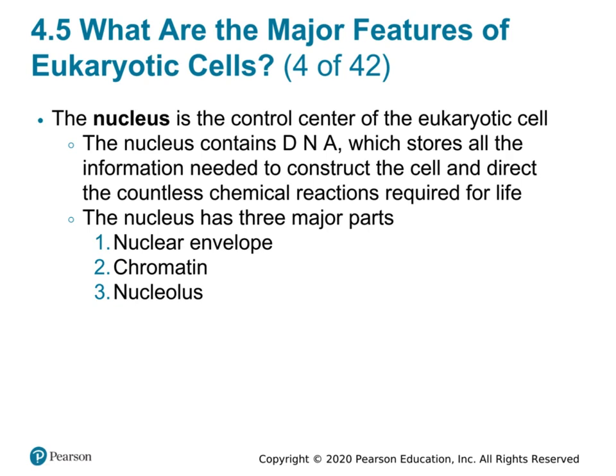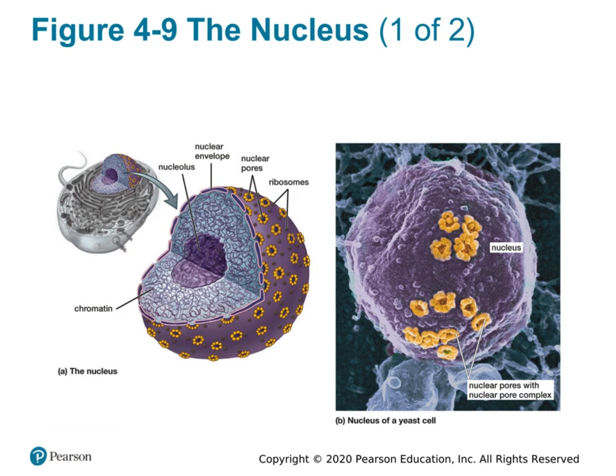Now, if we go back into the cell, we have the nucleus, and the nucleus is the control center of the eukaryotic cell. It contains DNA, it stores information in segments of DNA called genes. Those provide the instructions for how to construct different cell parts and to direct countless chemical reactions, generally by creating proteins as modulators. And the nucleus has three major parts. We have the nuclear envelope, which surrounds the nucleus. Inside, we have the genetic material, DNA, kind of wound up with protein. That's called chromatin. And the nucleolus, which is a dense staining region that helps create things like ribosomal RNA.